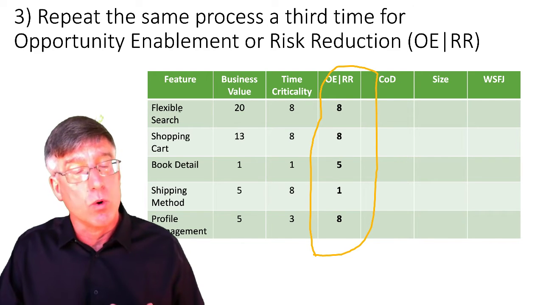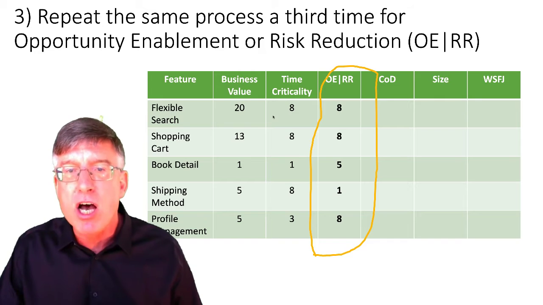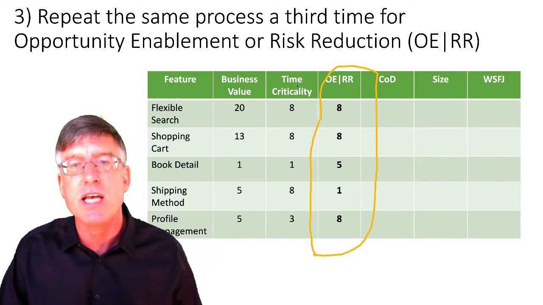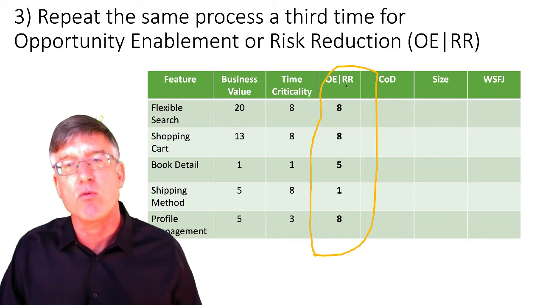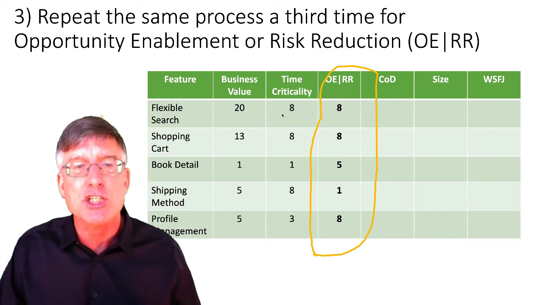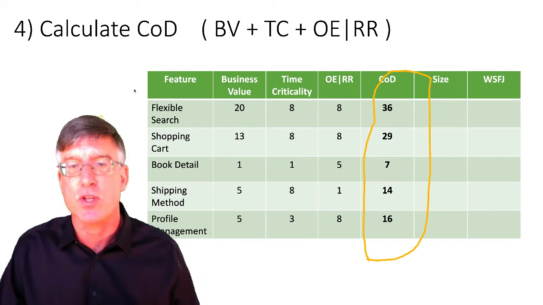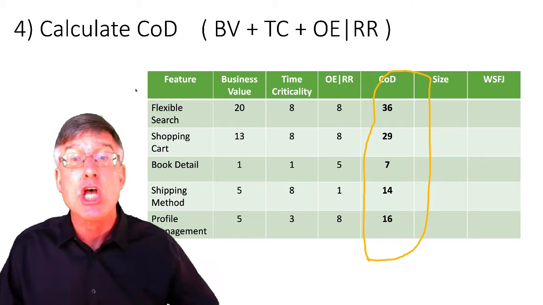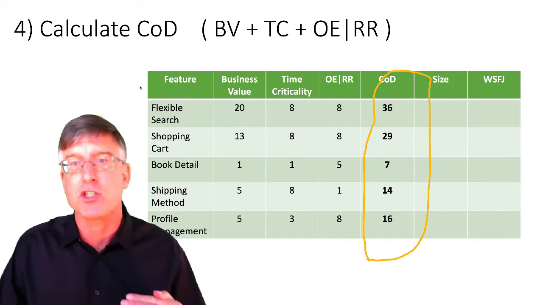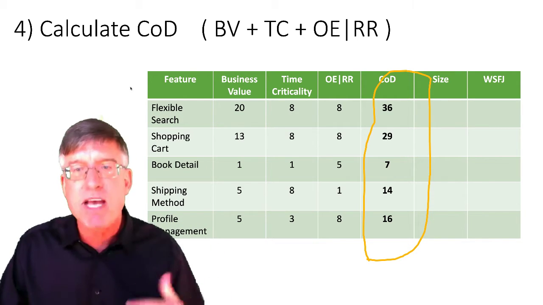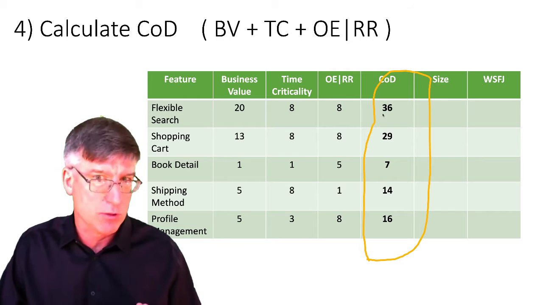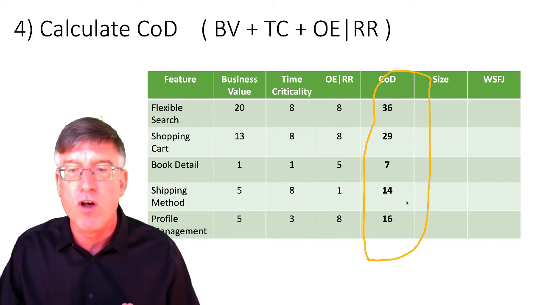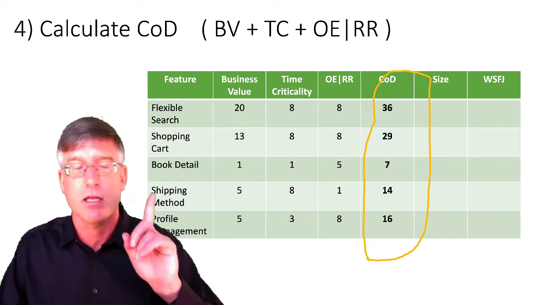Now, what you do is to get the cost of delay, you sum up the business value, time criticality, opportunity enablement, and risk reduction for each feature. And that gives you these numbers. Okay, so that is our cost of delay. That is the value of that feature. So strictly based on value, we would be doing flexible search first, followed by shopping cart, followed by profile management, shipping method, and then book detail.